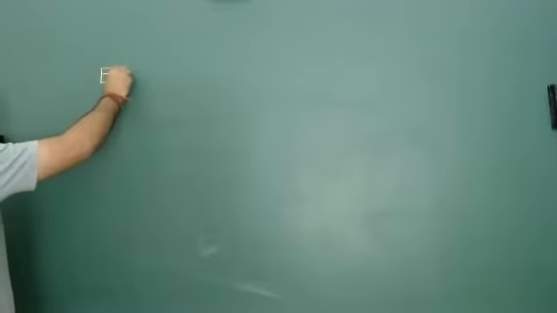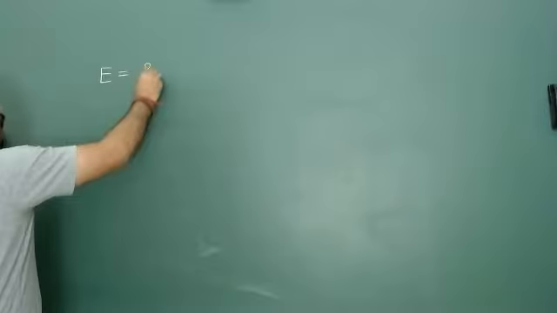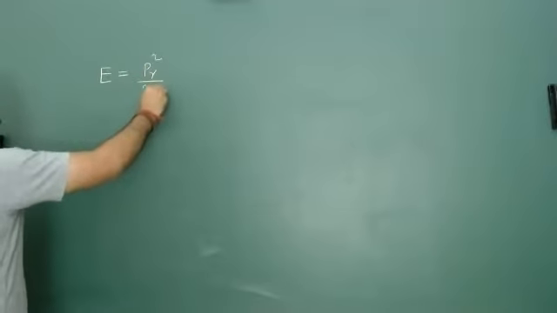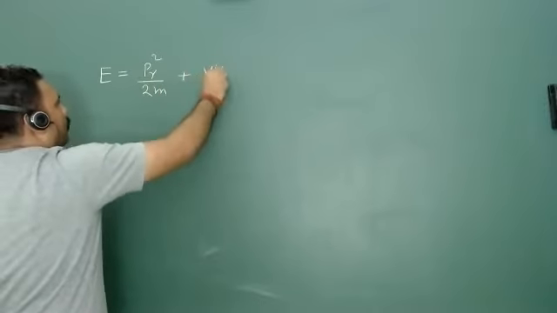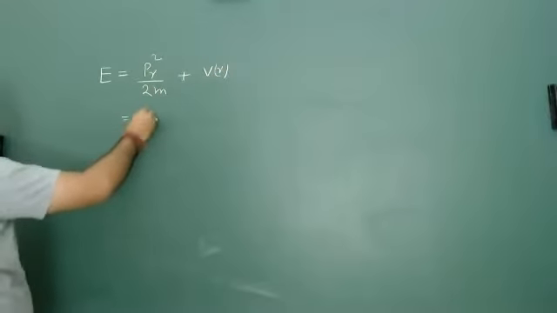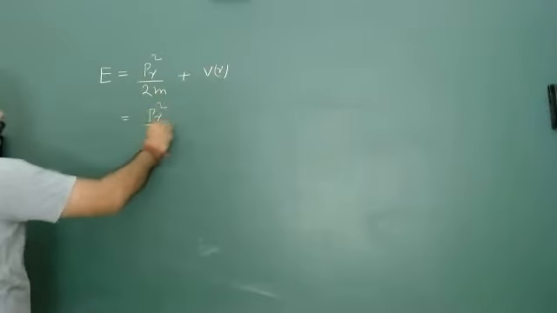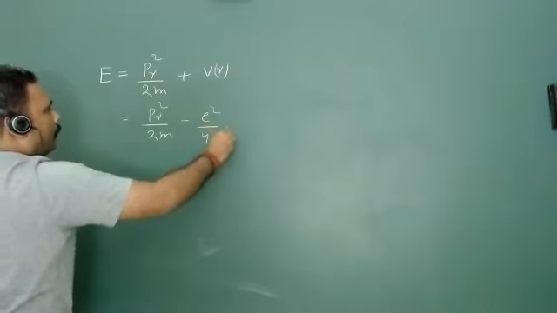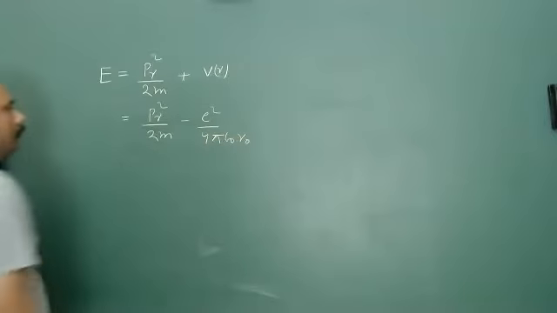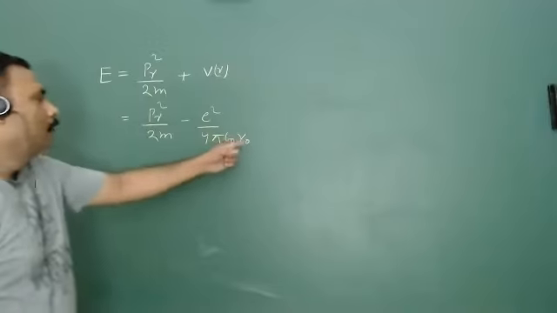So what is energy? Energy is Pr square upon 2m plus potential energy, let's say V(r). And you know the potential energy for the hydrogen atom: Pr square upon 2m minus e square upon 4 pi epsilon naught r. Suppose this is my potential.